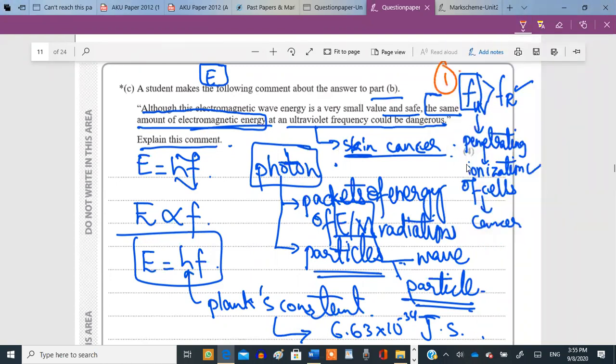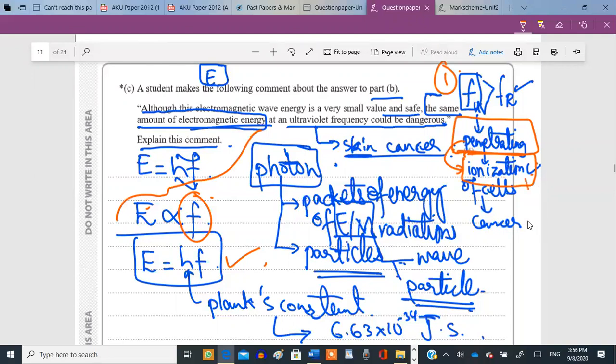This is the very first mark. Then you have to say that the energy of a photon, you have to just bring it in one statement, is proportional to the frequency of the electromagnetic radiation. And you can also write this formula down because it also represents this relationship. And then you could say that photons with greater energy or greater frequency cause more penetration and therefore more ionization of the body cells.